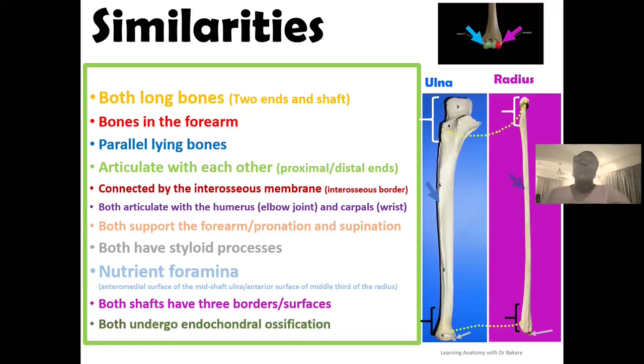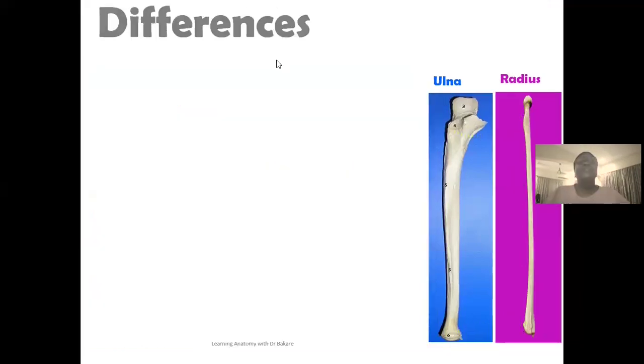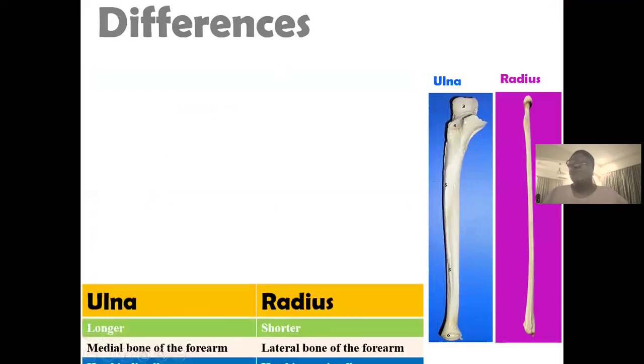They are also seen to undergo the same type of bone ossification, which is basically endochondral ossification. We know that endochondral ossification is a bone that is produced from an initially formed cartilaginous model. Now let's go to the differences, and we'll be putting the differences in a tabular form.